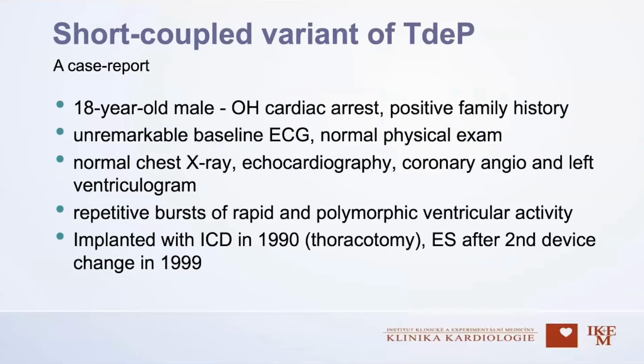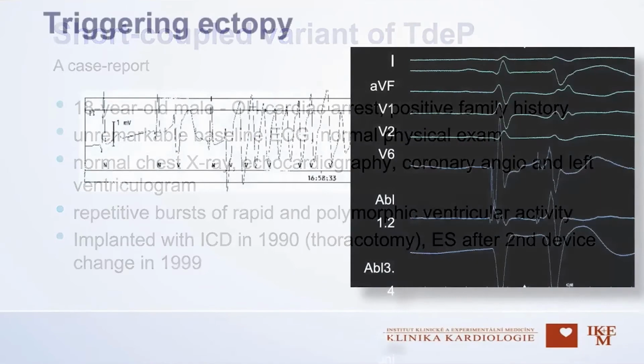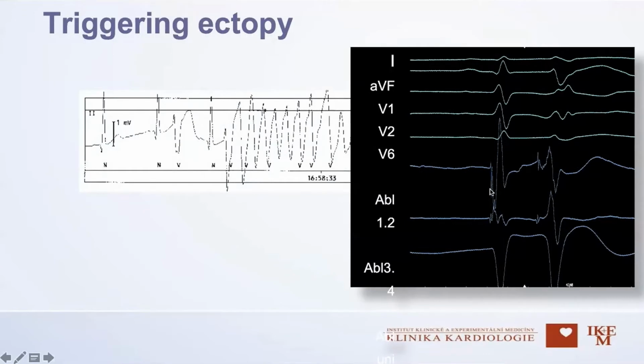This was our case we described back in '99. It was a patient with a history of cardiac arrest, positive family history. His heart was normal, but he suffered from repetitive bursts of polymorphic ventricular activity and ventricular fibrillation. He received ICD, and when he had the exchange of the box, he developed storm. And you see this was endocardial mapping.